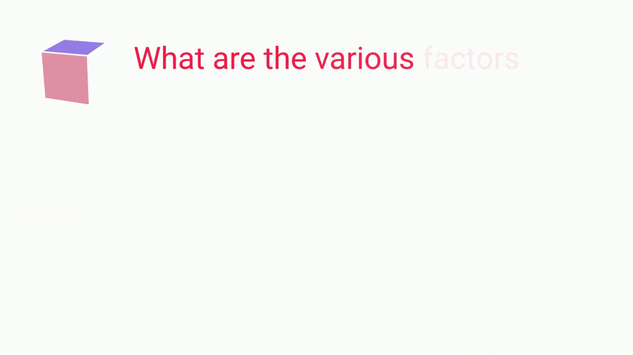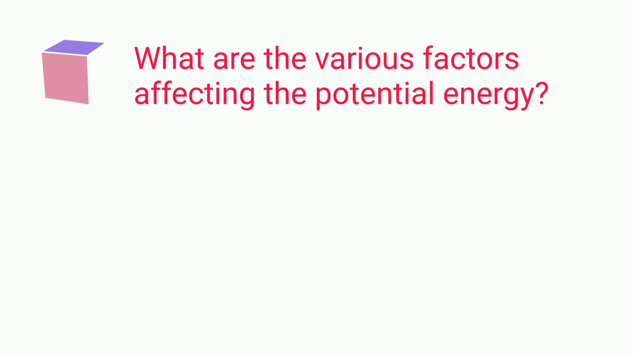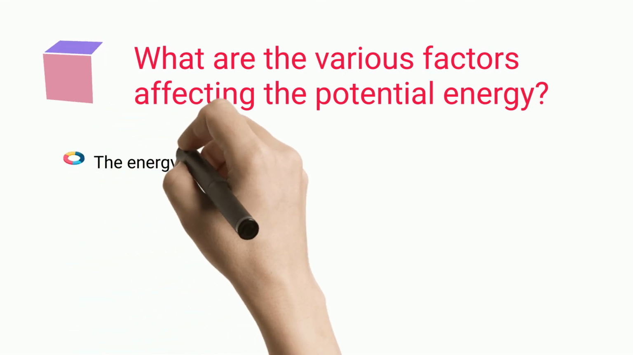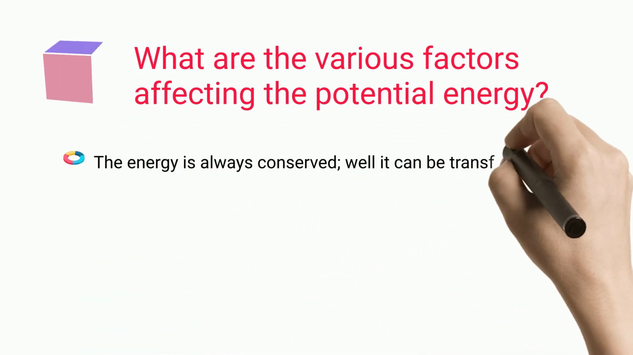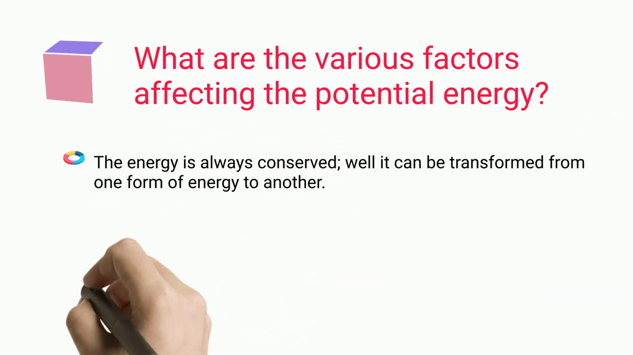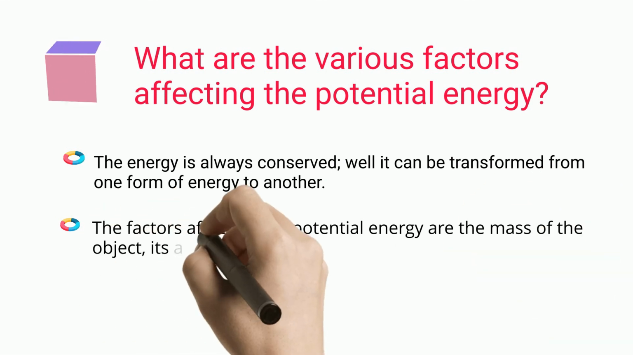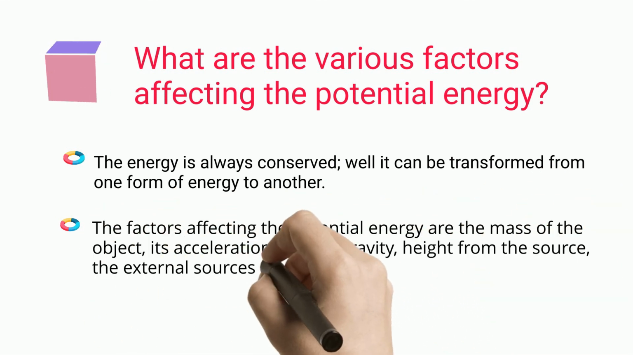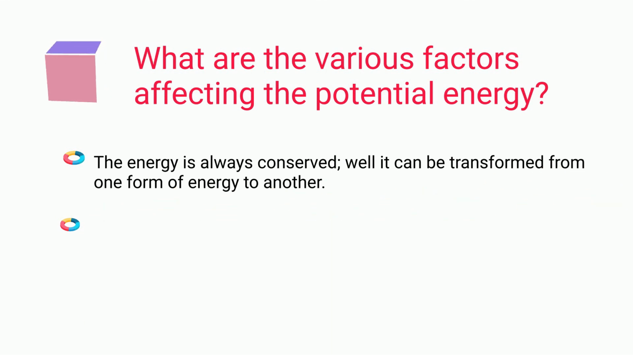What are the various factors affecting the potential energy? The energy is always conserved, while it can be transformed from one form of energy to another. The factors affecting the potential energy are the mass of the object, its acceleration due to gravity, height from the source, the external sources applied, mobility of the particles, etc.